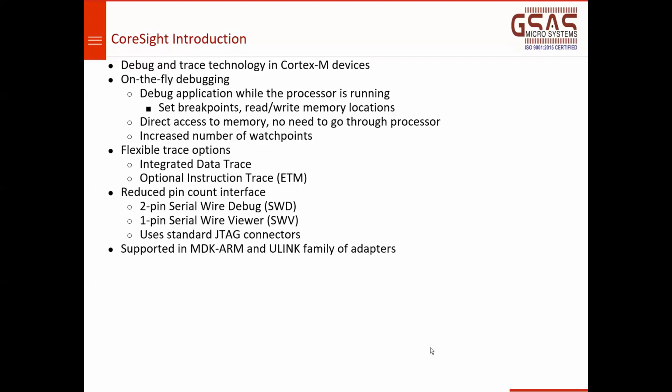Okay. Then we have trace options. As it's debug and trace, it not only helps with on-the-fly debugging, it also gives you the trace option. In trace, you have integrated data trace and we have optional instruction trace. The integrated data trace is the top 3 blocks which I showed you in the previous slide, which are connected to the AHB bus directly. The optional instruction trace is the one which gets connected to the Advanced Peripheral Bus.